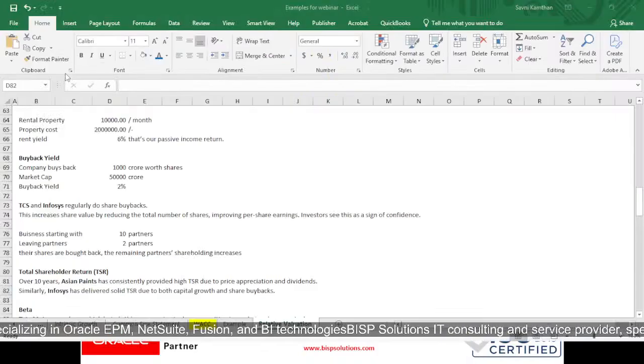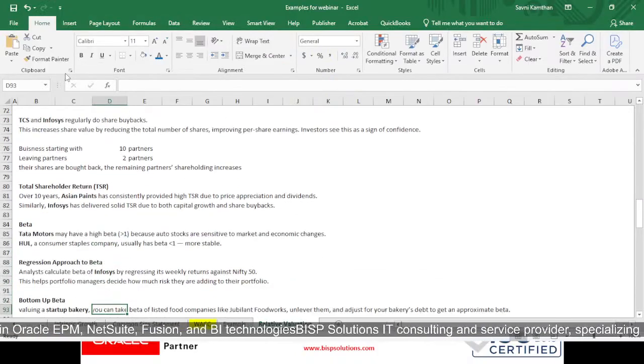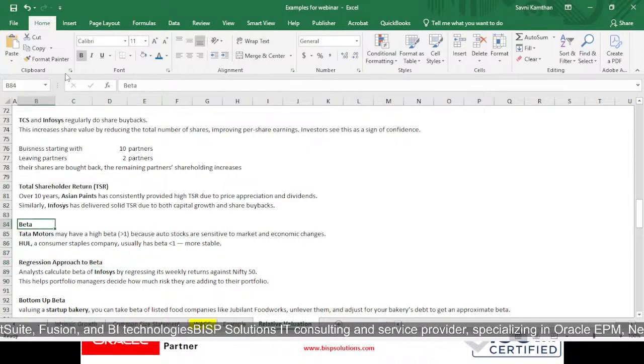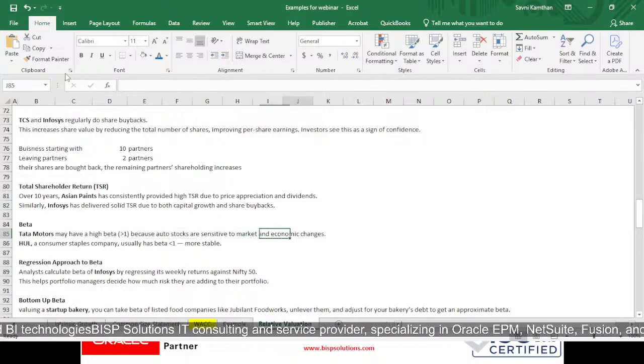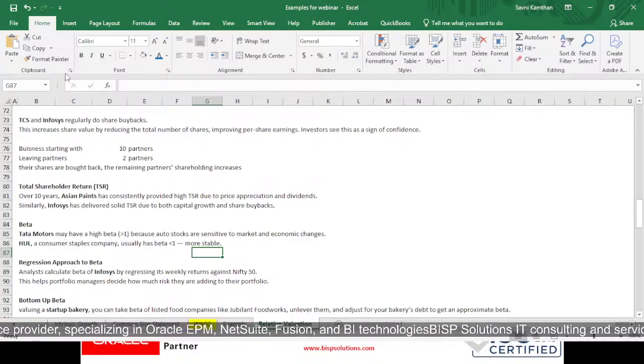So for example, Tata Motors has high beta because auto stocks are sensitive to market and economic changes. HUL, a consumer staple company, usually has beta less than 1, more stable, right? So think of beta like shock absorbers. High beta is a race car, fast and risky. Low beta is a scooter, stable and predictable, right?